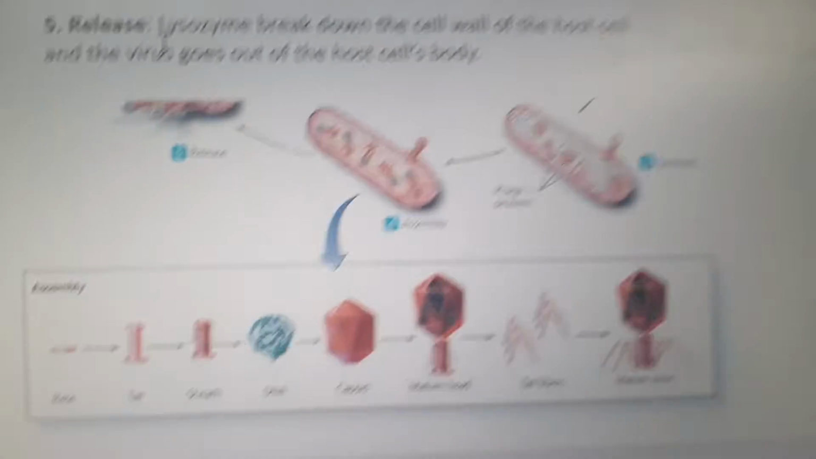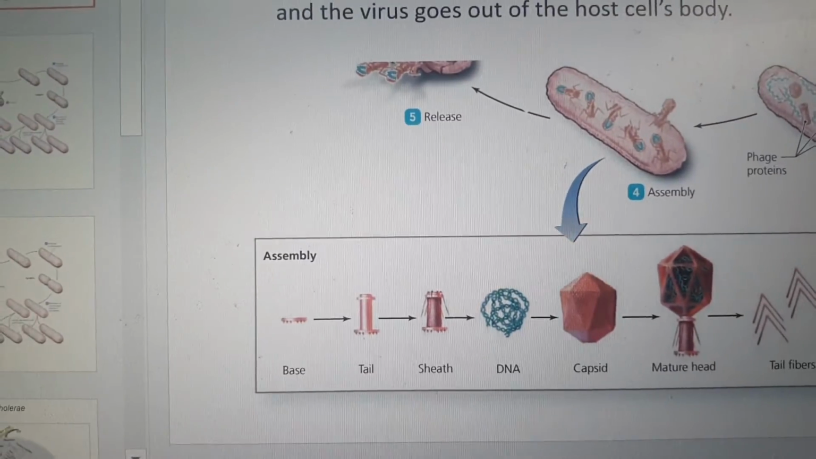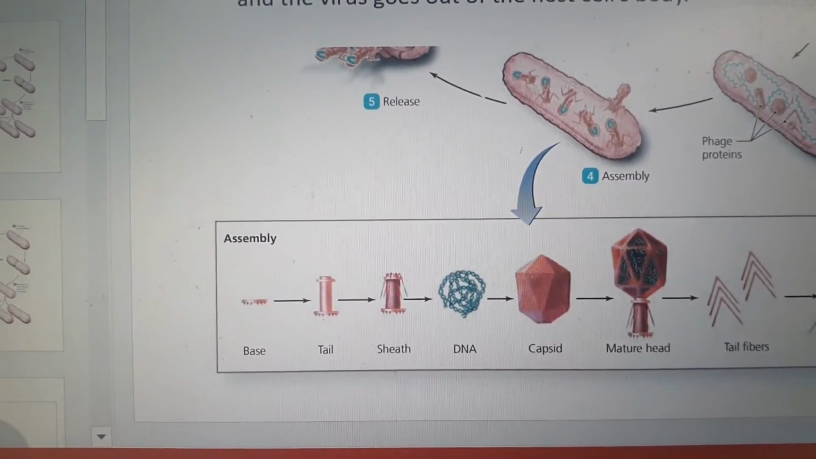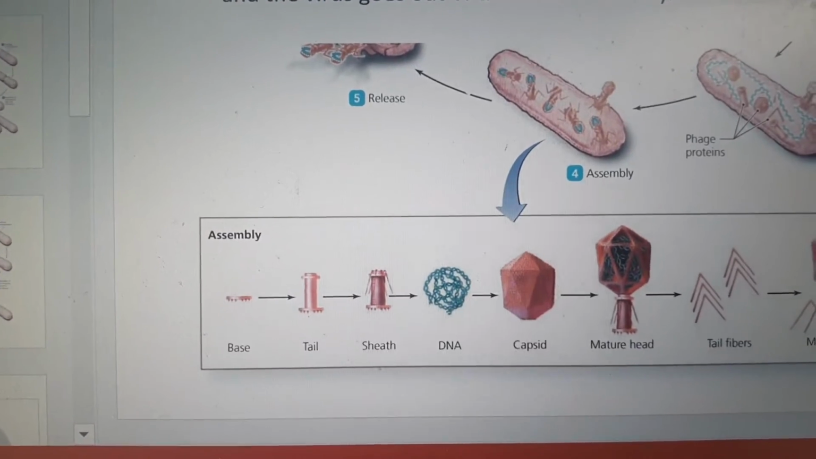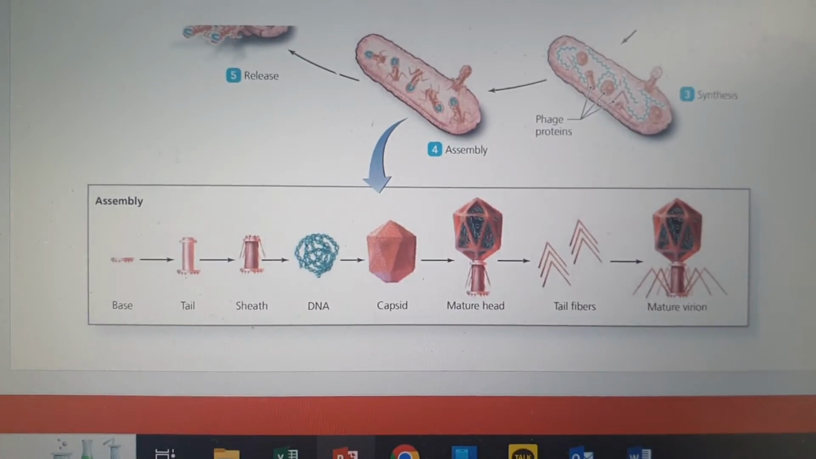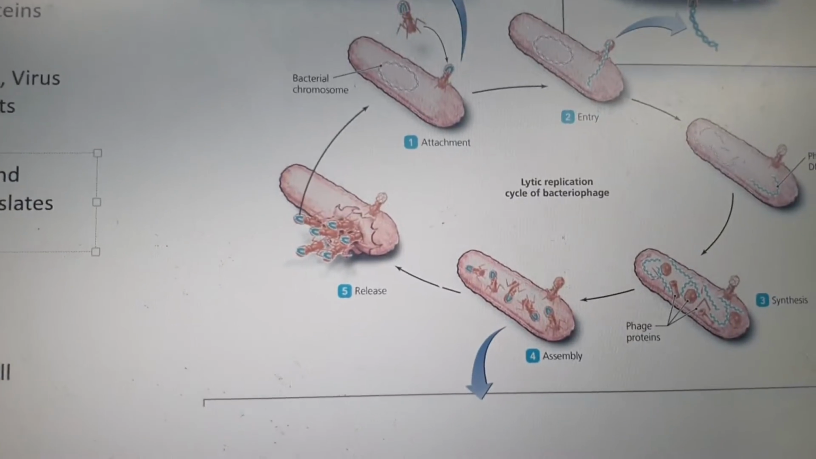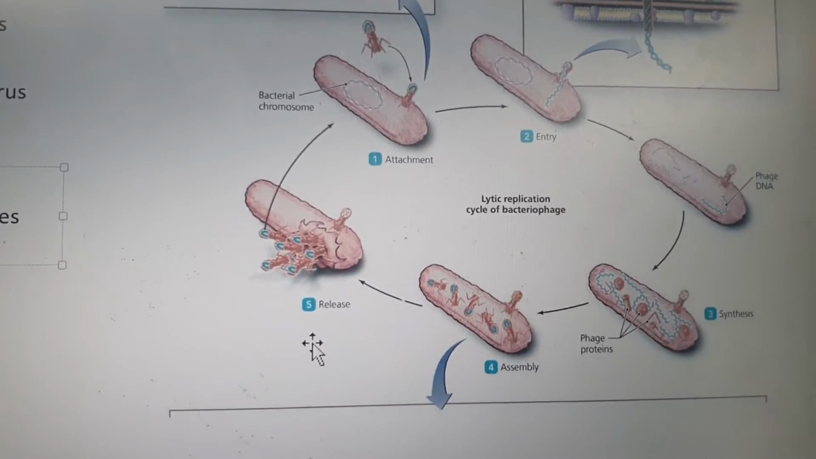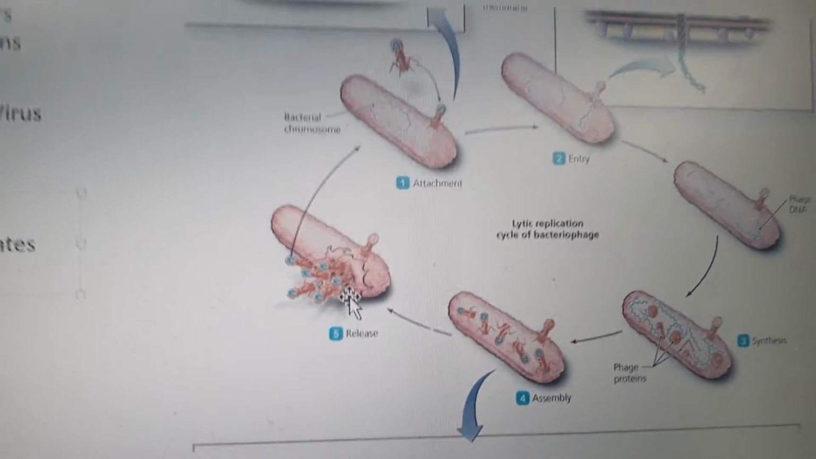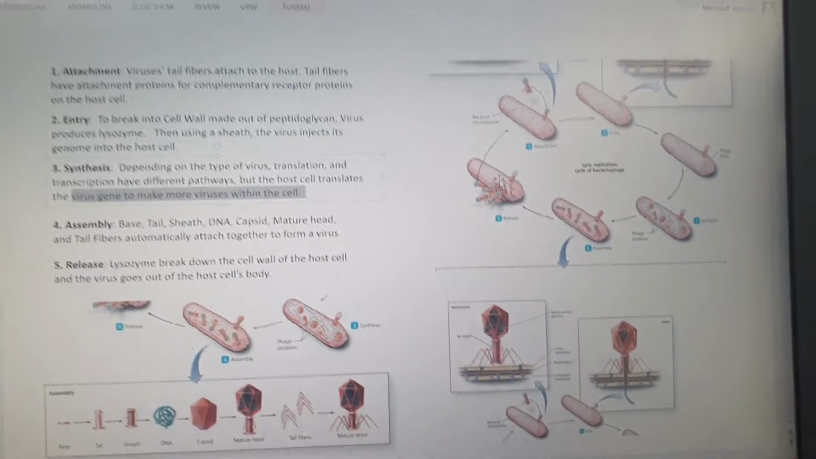Base plate, tail sheath, DNA, capsid, mature head, and tail fibers automatically attach together to form the virus. And lysozyme breaks down the cell wall of the host cell, and the virus goes out of the host. So these are the steps.